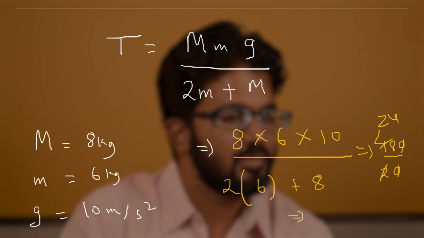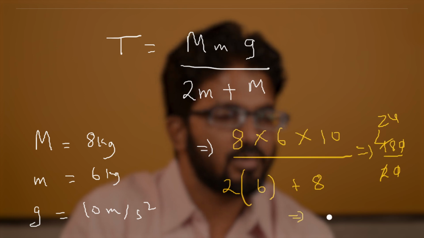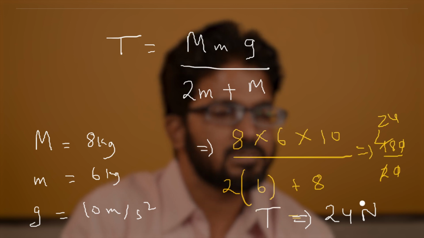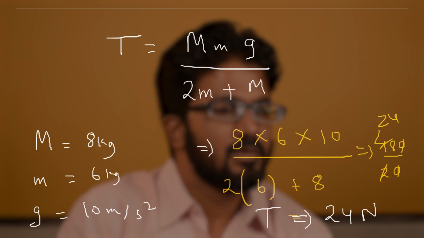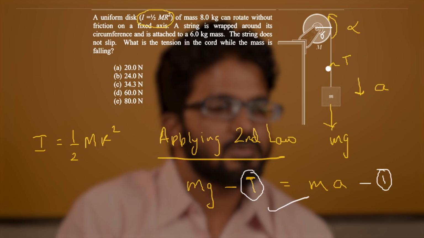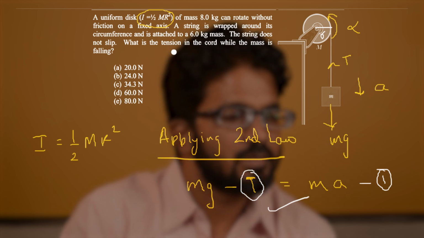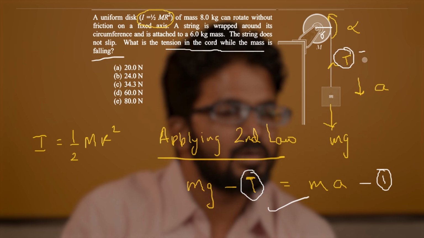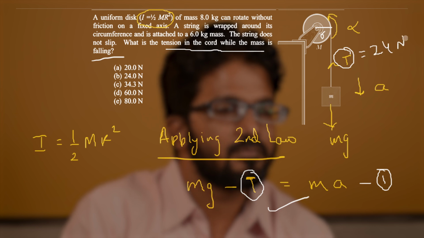So we have 24 Newton as our answer. We have 24 Newton as the tension required to move this string. So the tension in the cord while the mass is falling would be T equal to 24 Newton.